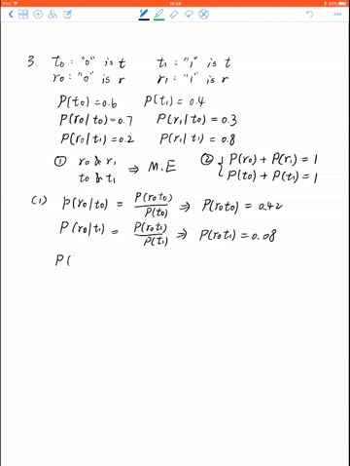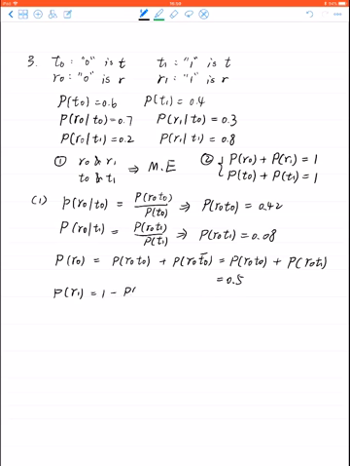Then we can solve that the probability that 0 is received equals the intersection of R0 and T0 plus the intersection of R0 and T1, that is 0.5. And we also know that the probability that 1 is received equals 1 minus the probability that 0 is received, which equals 0.52.